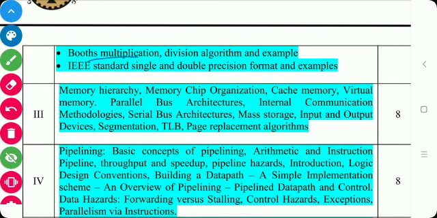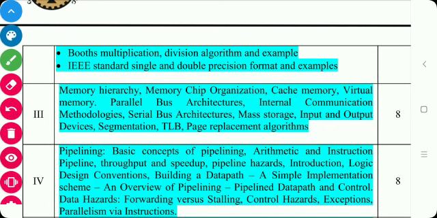The third unit is based on memory, which consists of memory hierarchy, memory chip organization, cache memory, virtual memory, parallel bus architecture, internal communication methodology, serial bus architecture, mass storage, input and output devices, segmentation and page replacement algorithms.